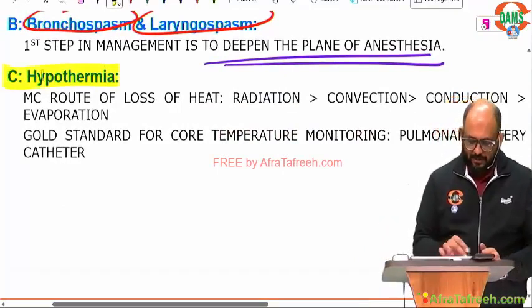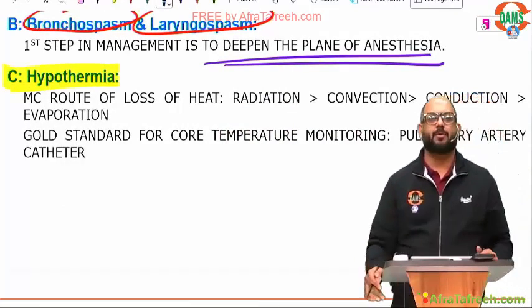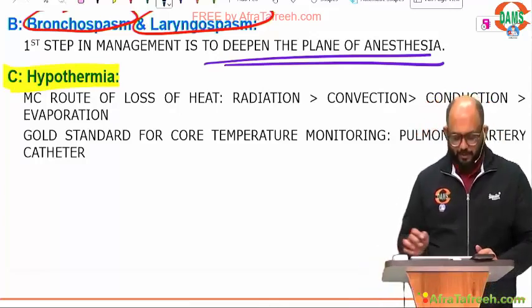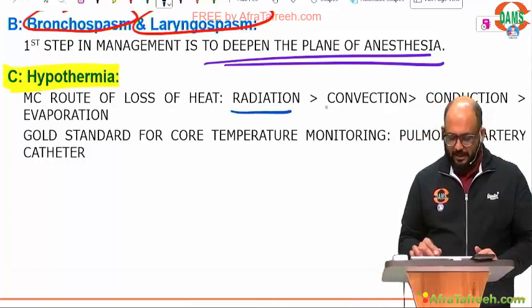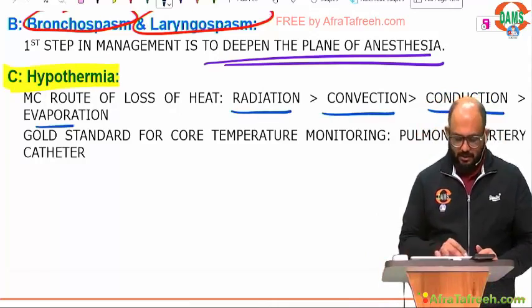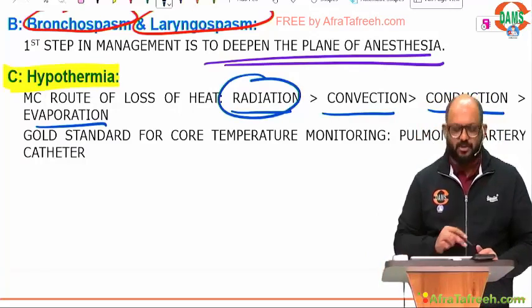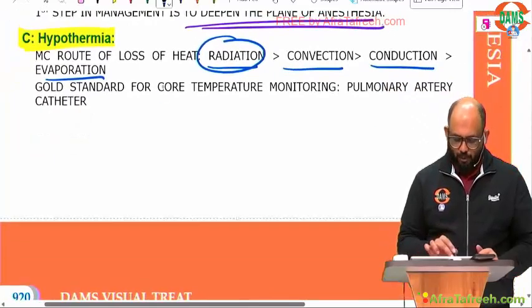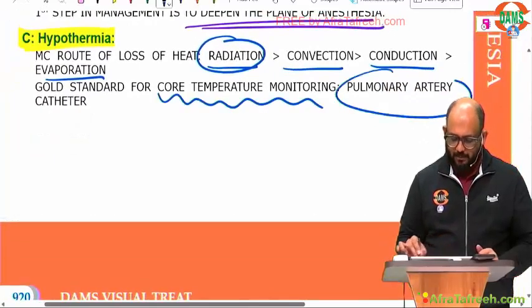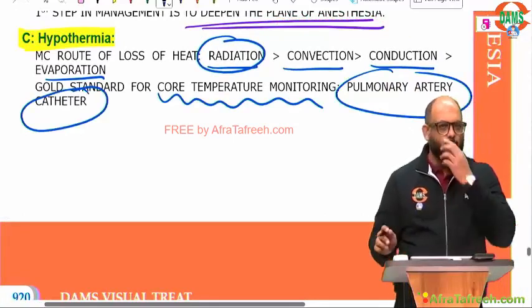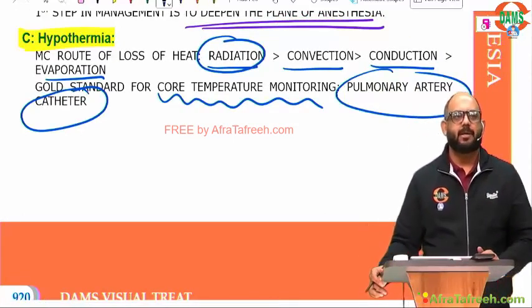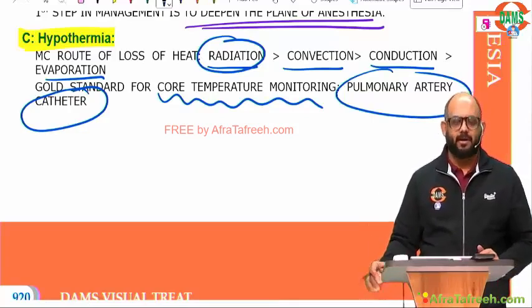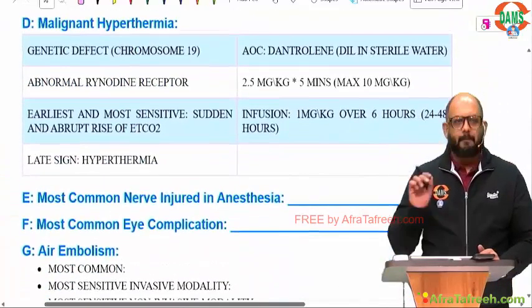Hypothermia, which is a very specific complication related to anesthesia. Two things you need to remember. The order of routes of loss of heat is radiation, convection, conduction and evaporation. Highest is radiation. Gold standard for core temperature monitoring is pulmonary artery catheter.